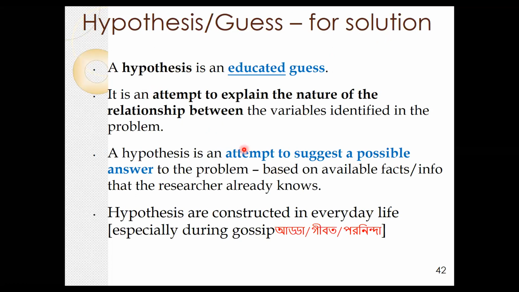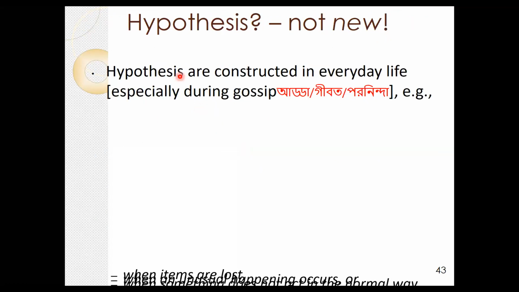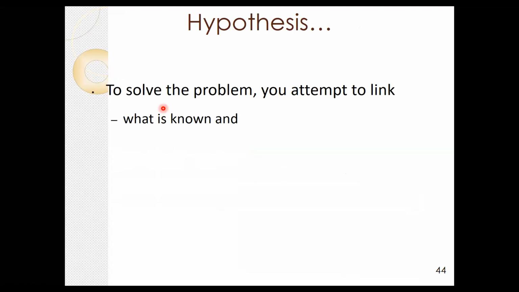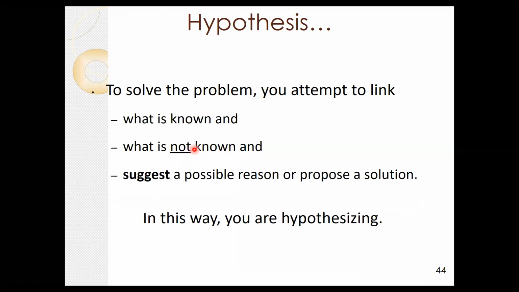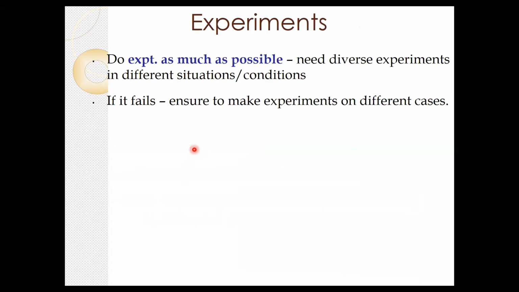These are a few things I already mentioned in different ways. To solve problems, you attempt to link what is known and what is unknown, and suggest a possible reason, or propose a solution, and then try to prove it experimentally as well as theoretically. Sometimes we cannot do a theoretical proof, because we don't have that much rigorous knowledge, or we do not give enough time, because nowadays publication is very quick. So it's a pressure, peer pressure as well. That's why sometimes we just do some experiments and go for publishing.